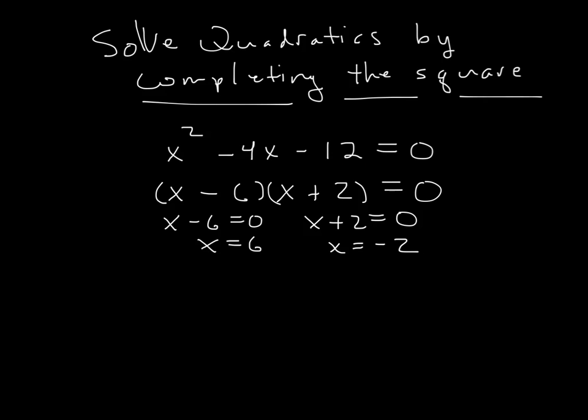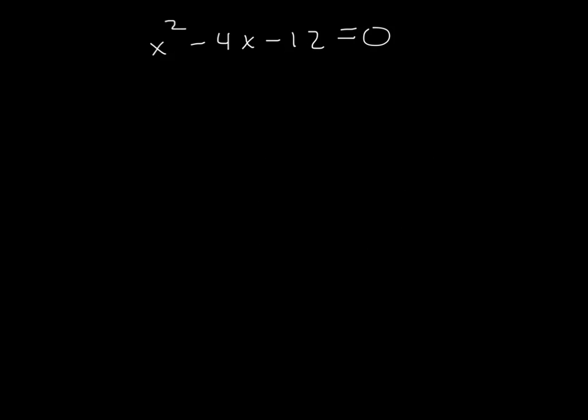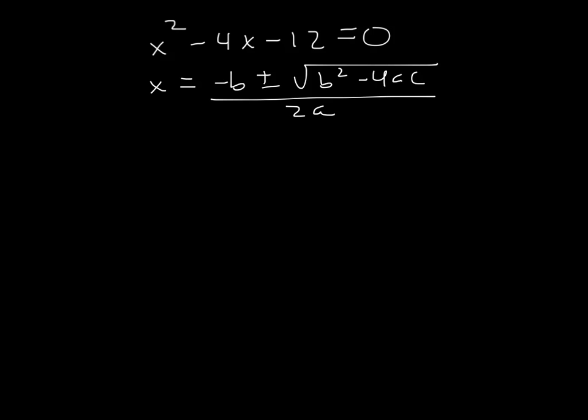So the second way that we learned, I will put on a new slide here. The second way is by the quadratic formula. So I'm actually going to solve the same problem. Even though we knew we could do it by factoring, I'm going to solve the same problem using the quadratic formula, which is x equals negative b plus or minus square root b squared minus 4ac all over 2a. And for this problem, a equals 1, b equals negative 4, and c equals negative 12.